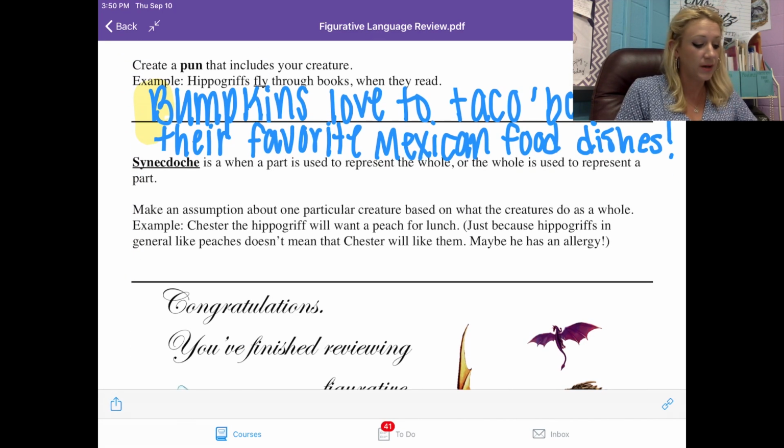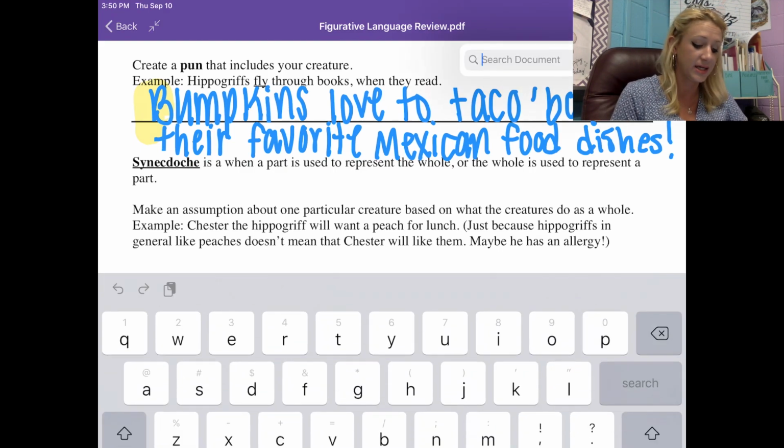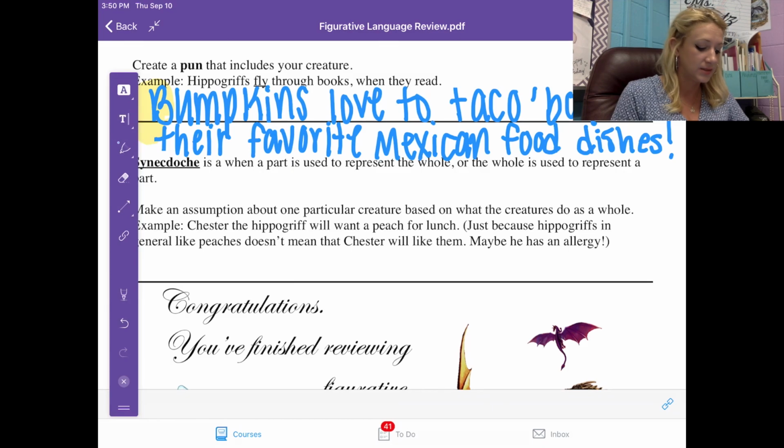Okay, and we're on to the very last piece of figurative language, and this one I know is going to be new to you guys this year. And this one is called a synecdoche. Synecdoche.